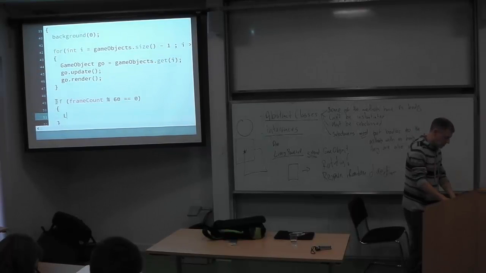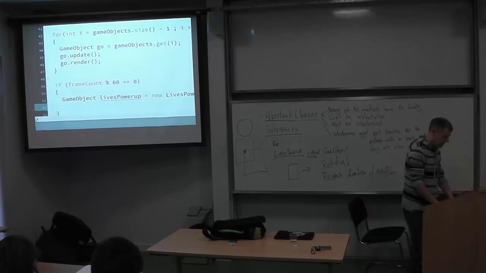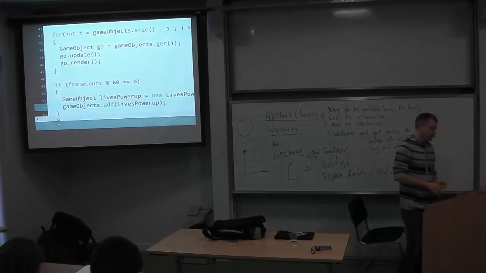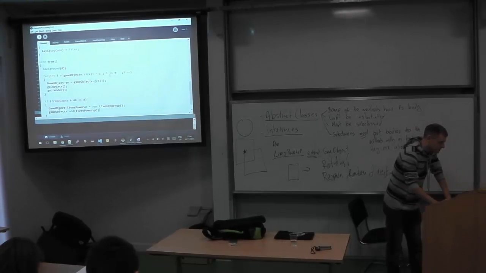So we can go lives power up. In fact, let's use polymorphism here. Game object equals new lives power up. And then we need to go game objects dot add lives power up. Like that. That means every second we're going to add one to the screen. Let's see, does it work?